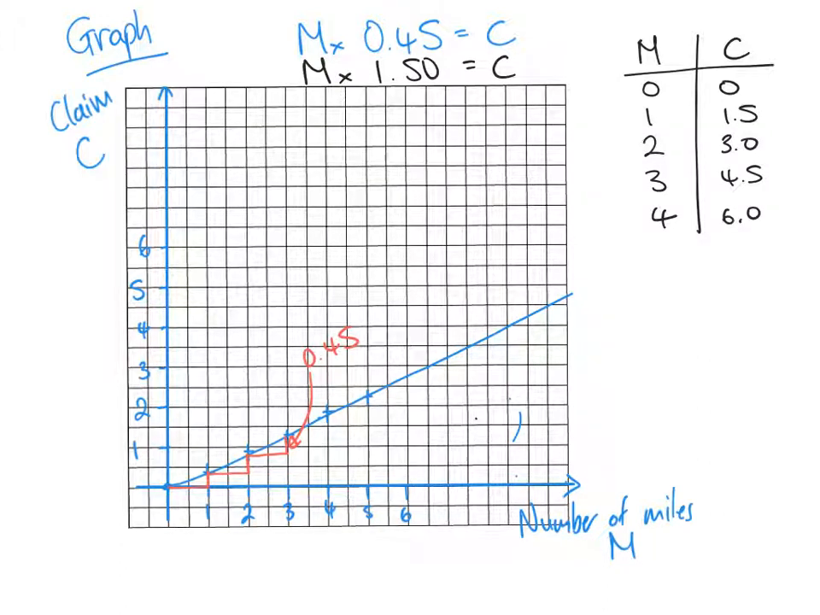So let's see what that looks like on the graph. So I'll do it in blue again. So it still goes through 0, 0. 1 mile is £1.50. 2 miles, £3. 3, £4.50. 4, up to 6.